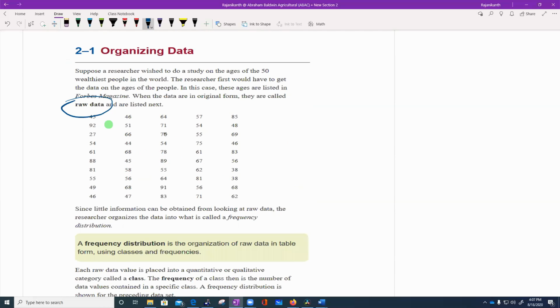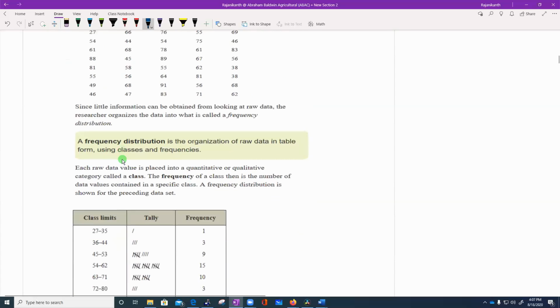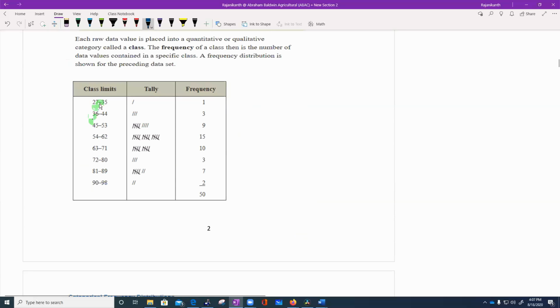Yes, there are 50 values, right? There are 50 data values. So we are going to arrange all the values in ascending order. Now you are going to count how many data values are in the first class limit, that is from 27 to 35. We use the tally method to count the number of data values for particular class limits.